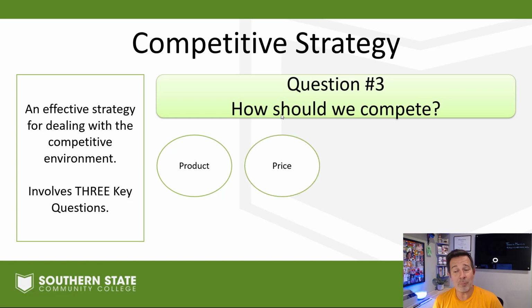Or should I compete on price? Right now, I can go to McDonald's and get a burger for $1.69. If I'm going to compete on price, that means I'm going to try to sell a burger for 99 cents. Not so much worried about the product, but I'm going to give you a really cheap price to get you in the door. Or maybe I could compete on some combination of the two. A really good product at a reasonable price that's competitive with the other places in the market.